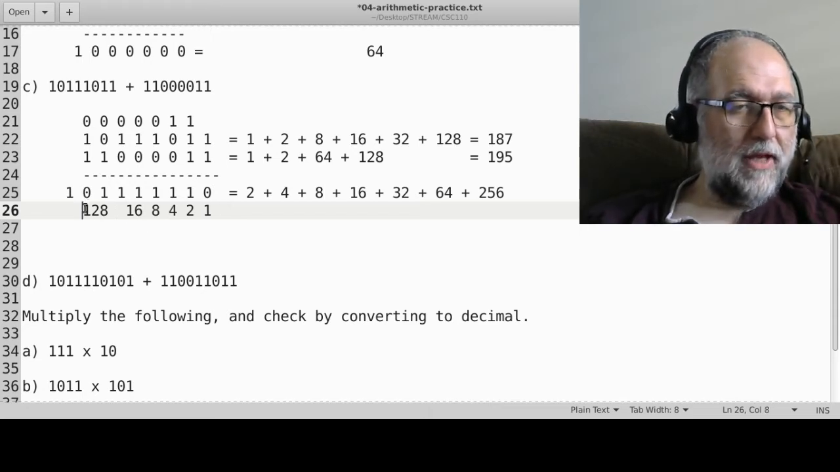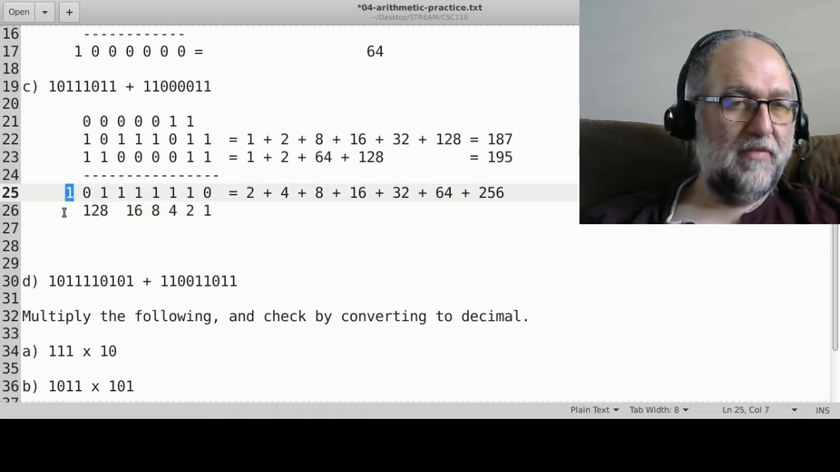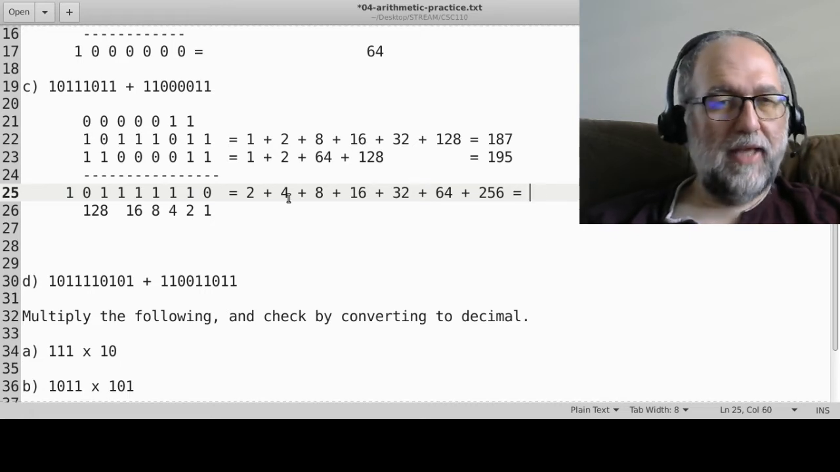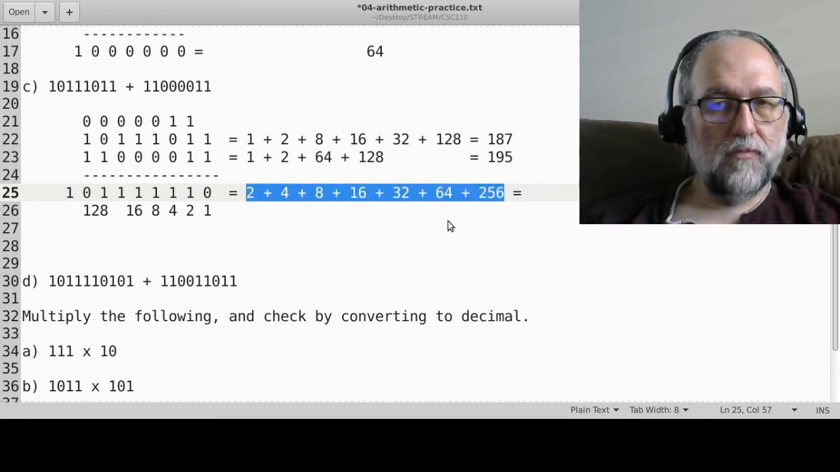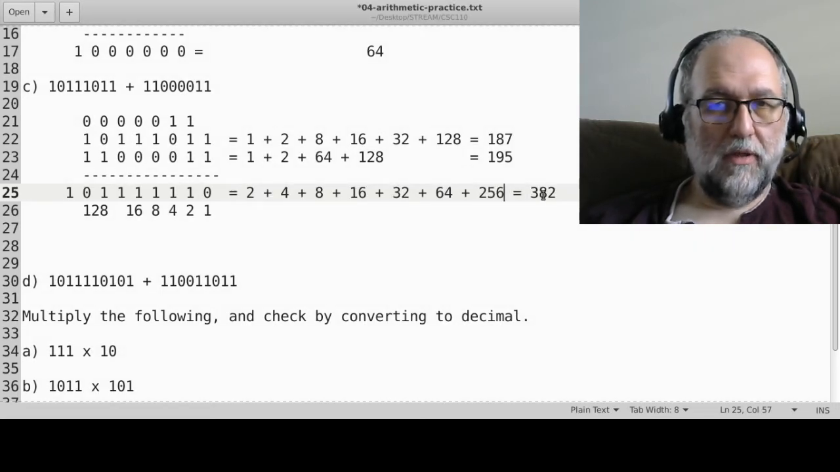All right, and then you say, well, what's after 128? If that's 128, twice 128 is 256. So that one is in the 256 column. Okay, so what does this add up to? It adds up to 382.